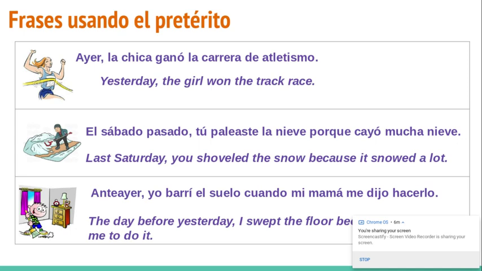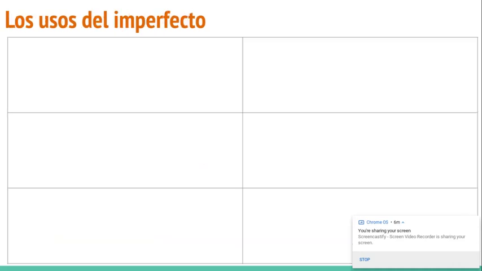So a main piece of understanding the preterite and the imperfect would be for you guys to identify the key word. Is it a key word that tells us that it happened in the past, but we don't know when? Or is it a key word that tells us, yeah, we know exactly when something took place?